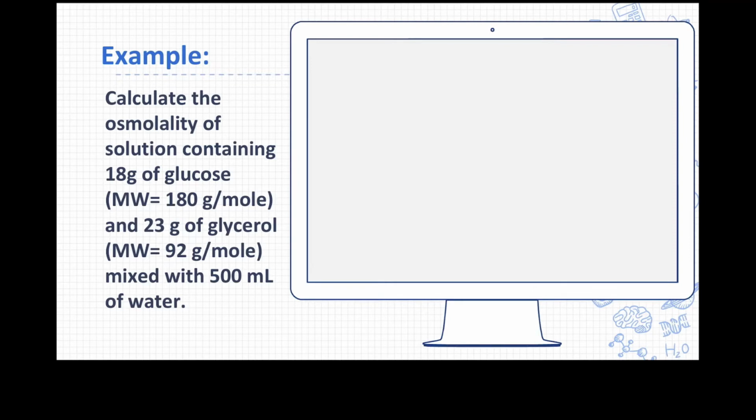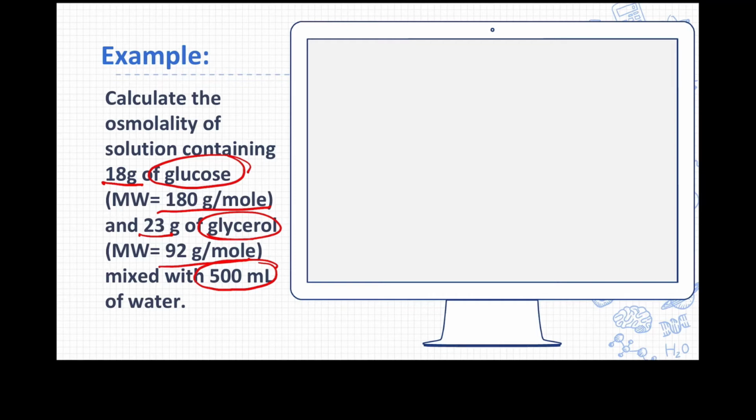So, calculate the osmolality of a solution containing 18 grams of glucose with a molecular weight of 180 grams per mole and 23 grams of glycerol, molecular weight of which is 92 grams per mole, mixed with 500 ml of water. So, in this sample problem, we are dealing with multiple solutes. So, as what I have mentioned, when we are dealing with these kinds of solutions, we need first to get the number of moles of each solute.